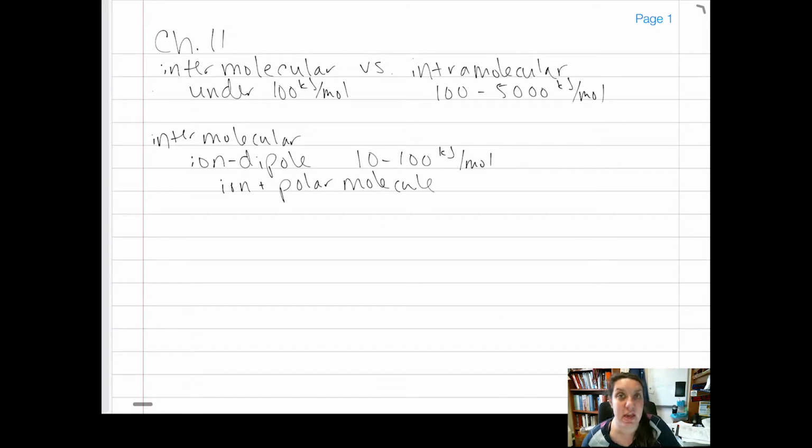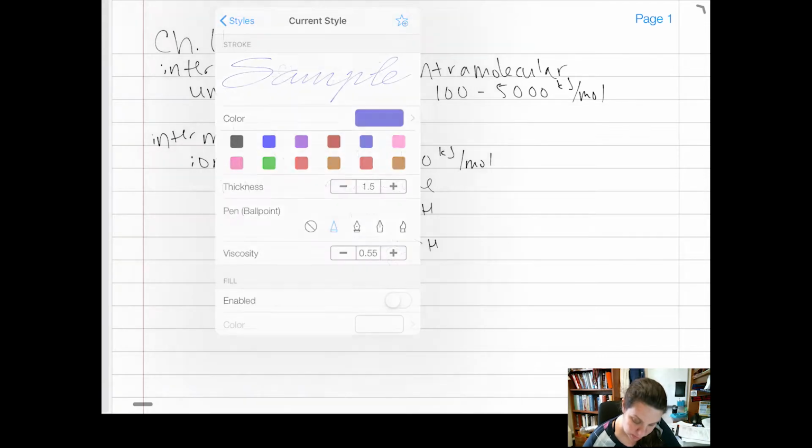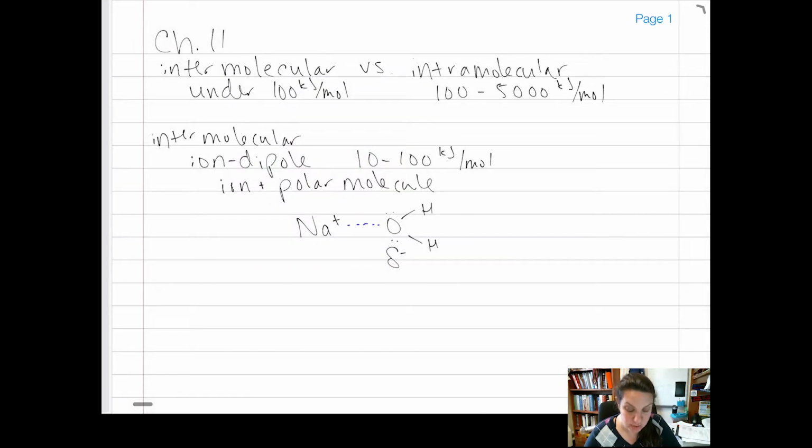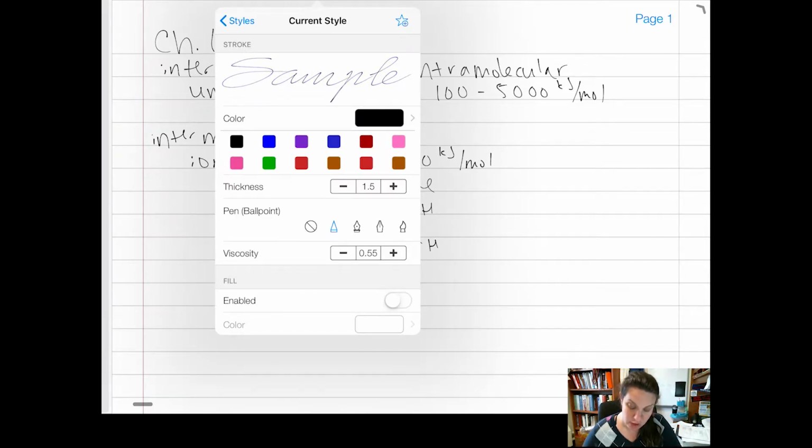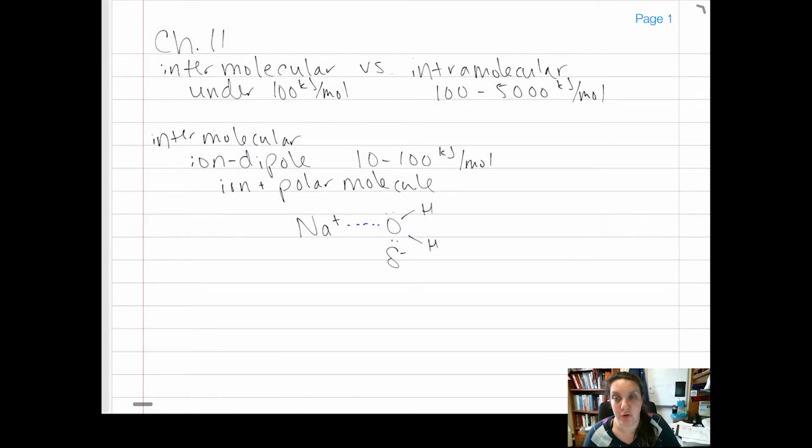This is what we see in salt water. How salt water makes a solution is through ion-dipole interactions. We have something like a sodium ion with a plus charge being attracted to the negative end of a water molecule. When these interactions occur, these water molecules will form what's called a hydration sphere around these ions, and that's how we hydrate ions. We also call this solvation.